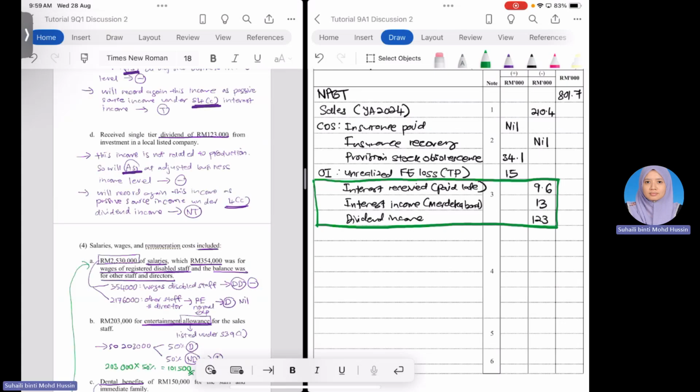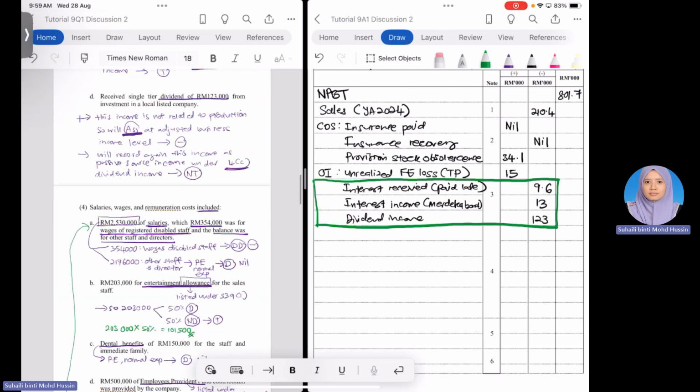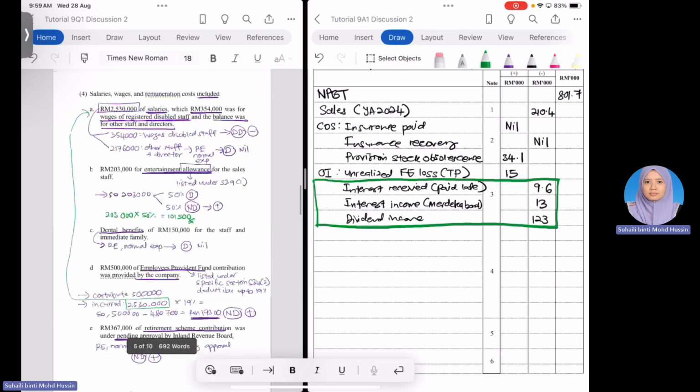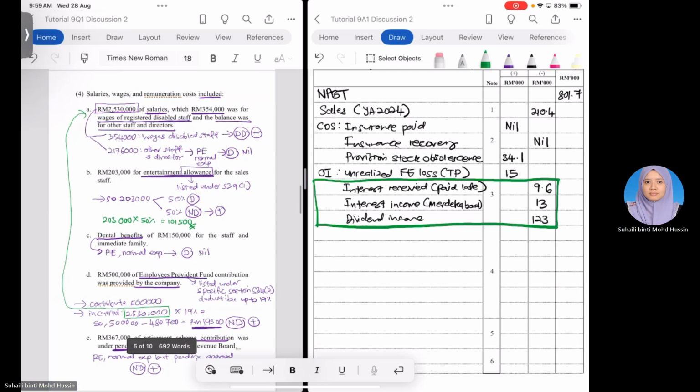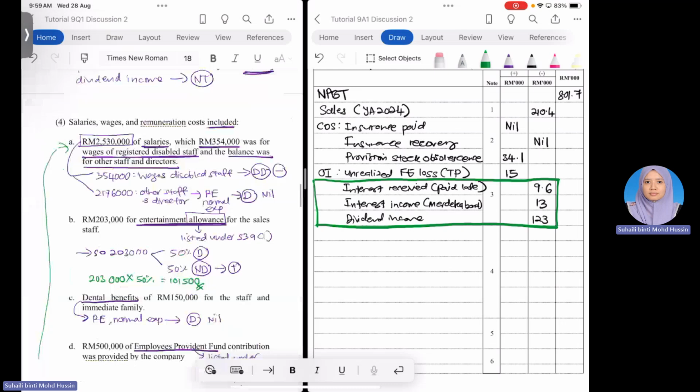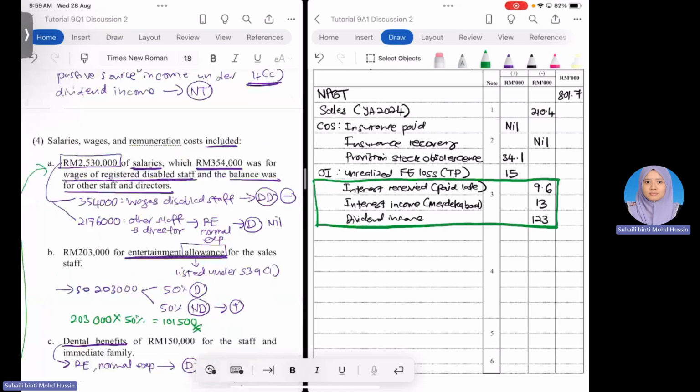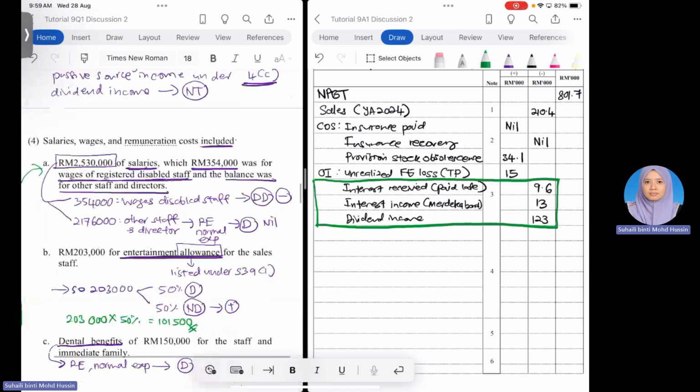Okay, number 4. So number 4, the question listed to you 5 items for the salary, wages and remuneration. Okay, they have 5 items. So you have to check for all 5 items whether you have to make adjustment or not. So we go for the 4A first. Alright, so included in the 4 million ringgit just now, the company includes the amount of salary, 2,530,000 ringgit they paid to the salary.